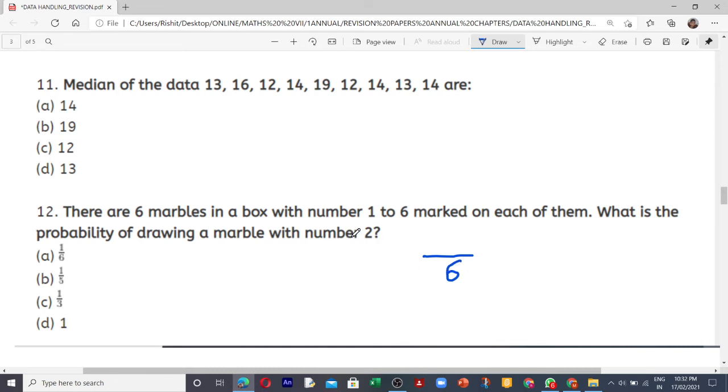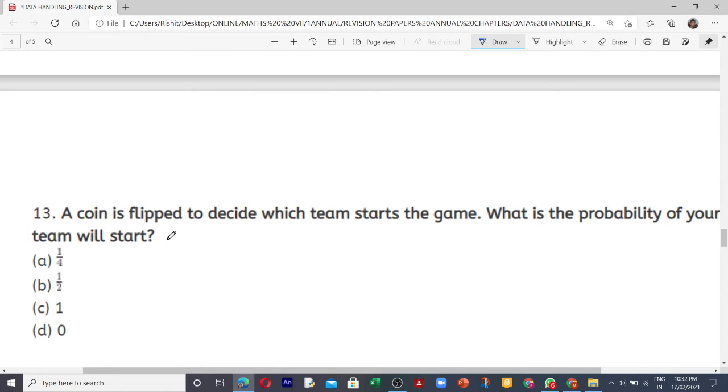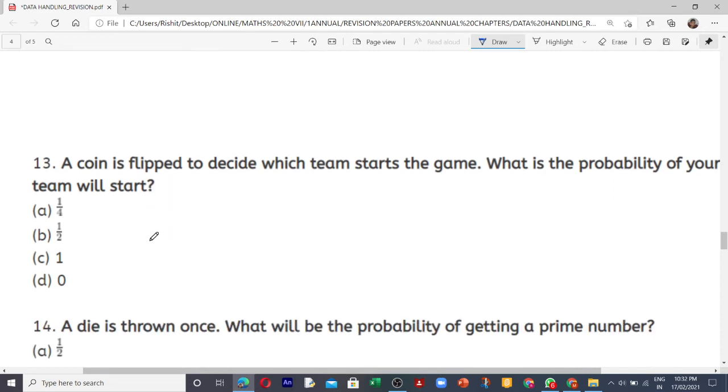And how many marbles are there on which 2 is marked? 2 is marked on only 1 marble, because 1 to 6 were marked and 6 marbles are there. So out of 6 it is 1. So this is the probability. This will be the answer, children. Okay. Now next, question number 12 you will not do. Question number 13 also you will not do.